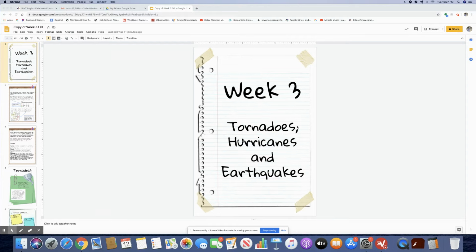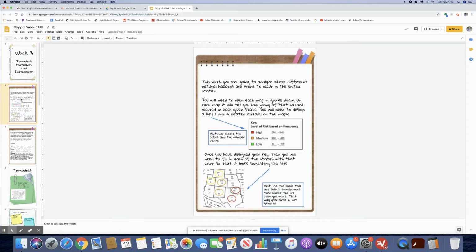So, as you can see, we're talking about tornadoes, hurricanes, and earthquakes, three natural disasters. Now, slide two is important. This tells you how to set up. You're going to have three different maps, all of the United States. One map is for tornadoes, one map is for hurricanes, and one map is for earthquakes.